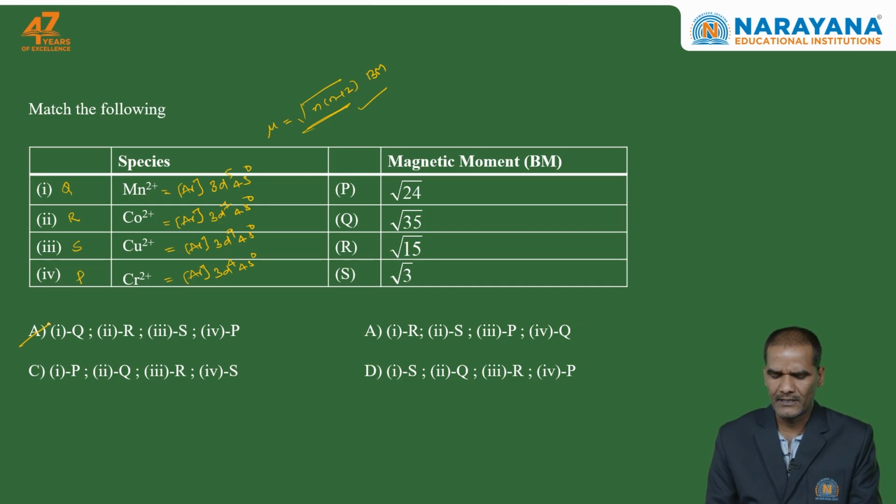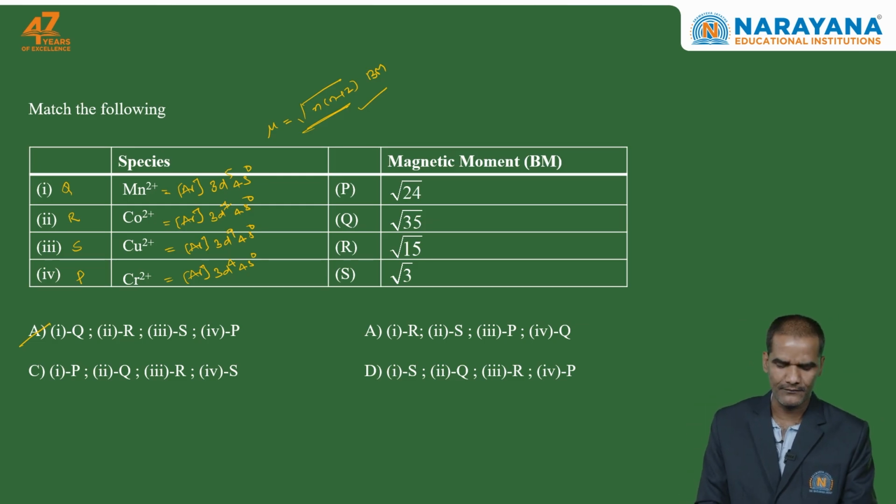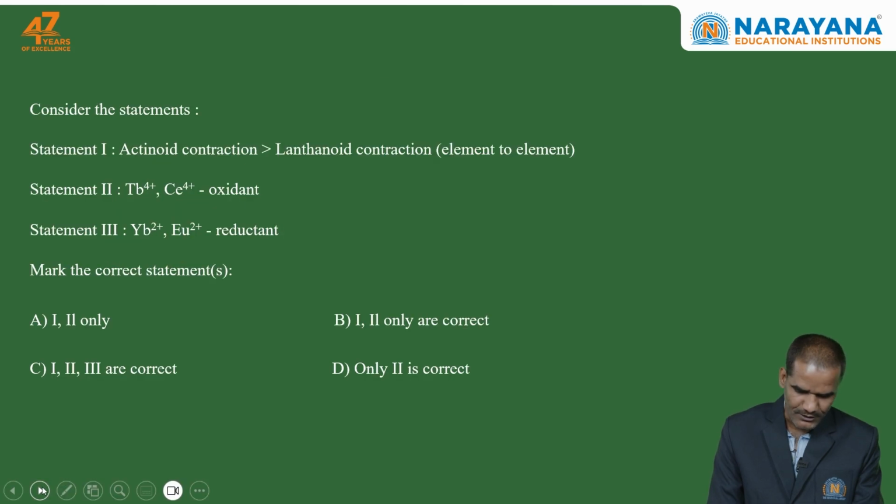It is also mostly a direct question from the d block elements. Just you have to identify the number of unpaired electrons in the given ions and the corresponding spin only magnetic moment. So next we will see another question from the same session.